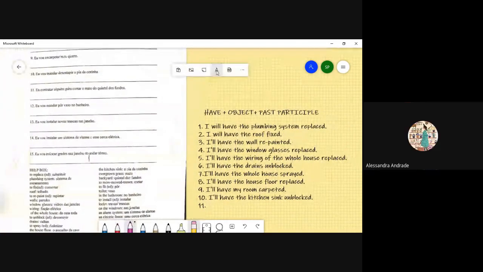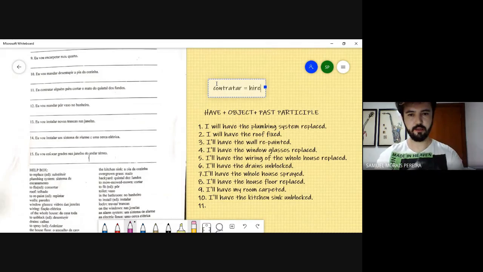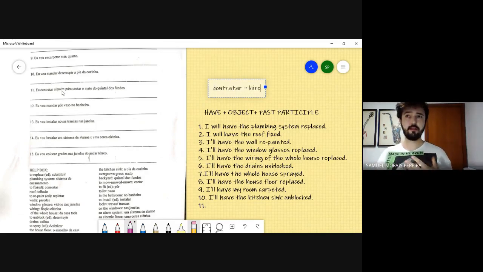Olha só. Contratar in English is hire. Okay, so in English we use the verb hire. Então, contratar alguém seria hire someone, right? In English, I can say like, I will hire someone to cut the backyard overgrown grass. Eu posso falar desse jeito, pessoal. I will hire someone. Eu vou contratar alguém, ok?